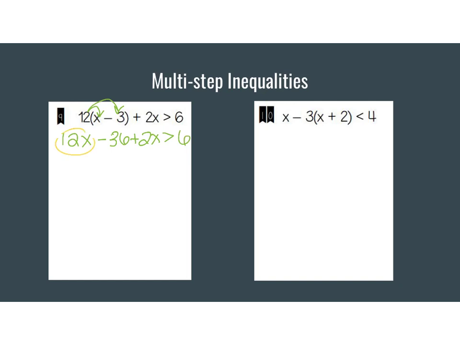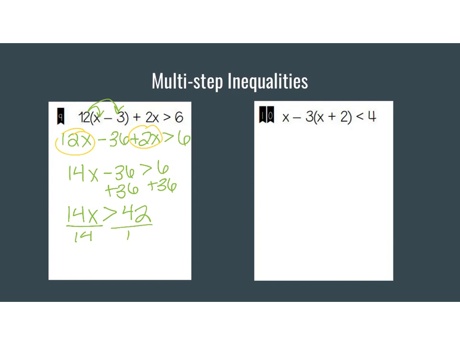So I'm going to combine my like terms. So I end up with 14x minus 36 is greater than 6. Add 36 to both sides. So 14x is greater than 42. And then I'm going to divide by 14, which is a positive number, so I can keep my sign the same. And x is going to be greater than 3. So distribute, combine, get rid of addition and subtraction, get rid of multiplication and division.